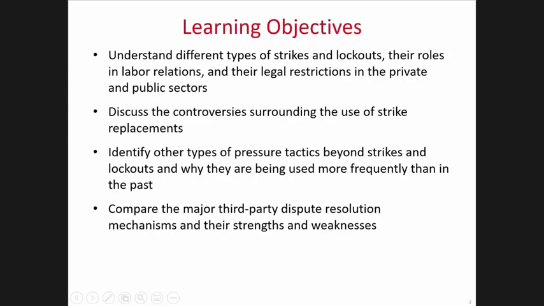We'll identify other types of pressure tactics beyond strikes and lockouts and why they are being used more frequently than in the past. We will also compare the major third-party dispute resolution mechanisms and their strengths and weaknesses.